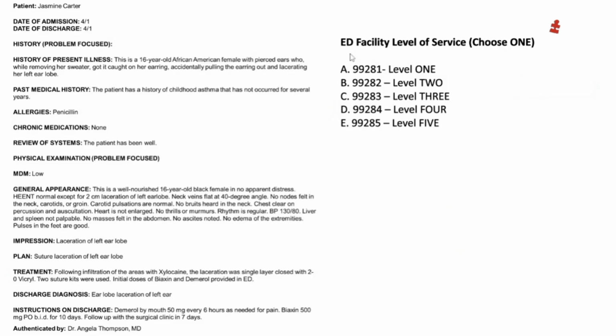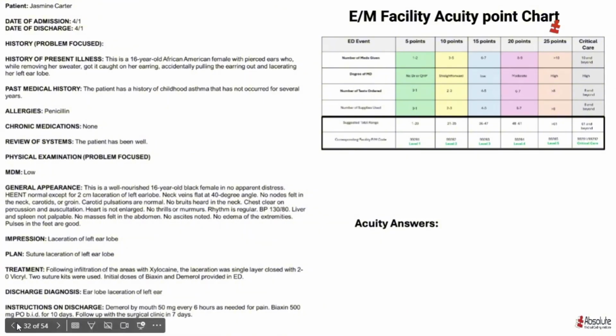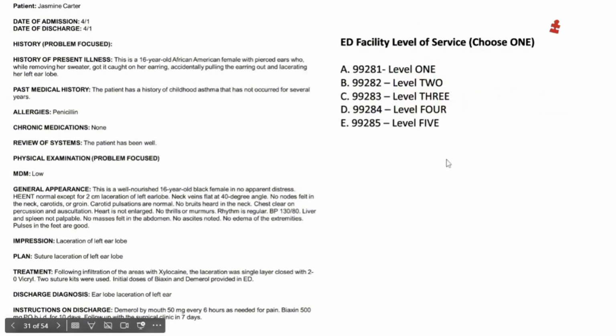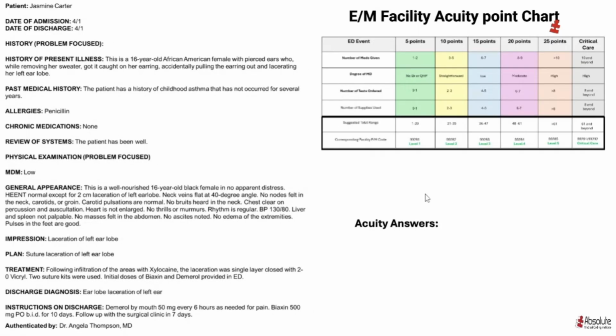Now, we have to determine the ED facility level of service. Okay, let's go back. I don't want to go too fast. Is it level 1, 2, 3, 4, or 5? The way we're going to do it, we're going to use that acuity chart and answer these 4 questions. The first question is, what are the number of meds given? If you look at your documentation down in the treatment, 2 medications were given. Biaxin and Demerol were provided in the ED.